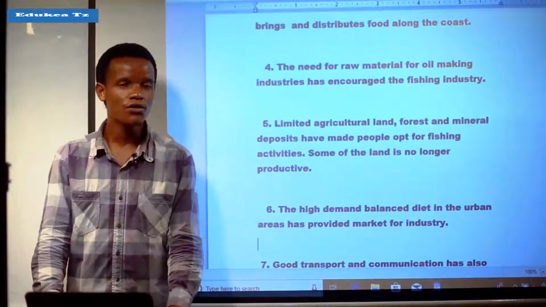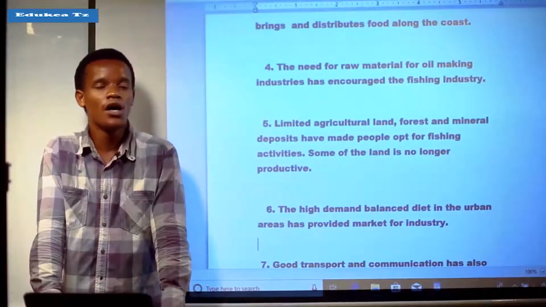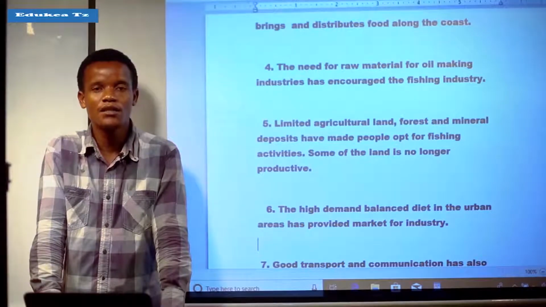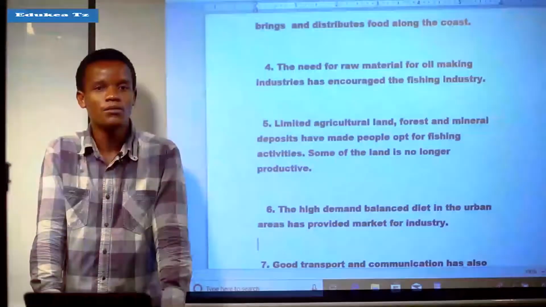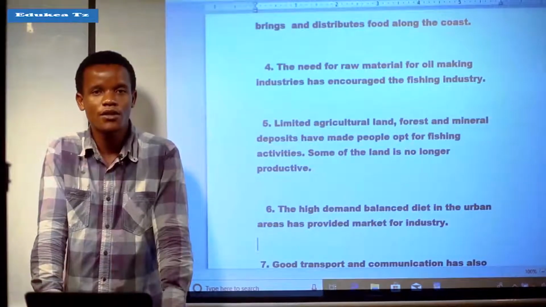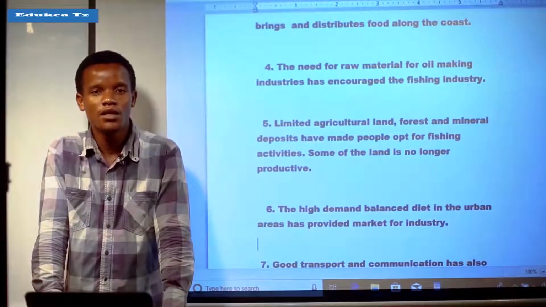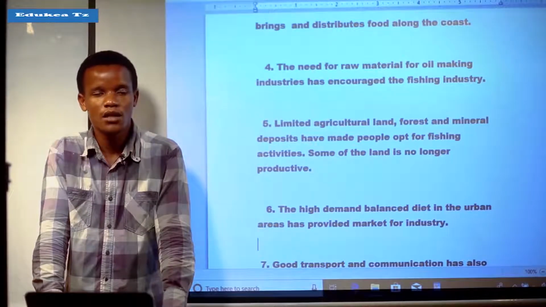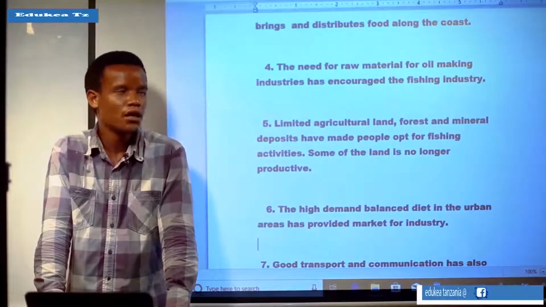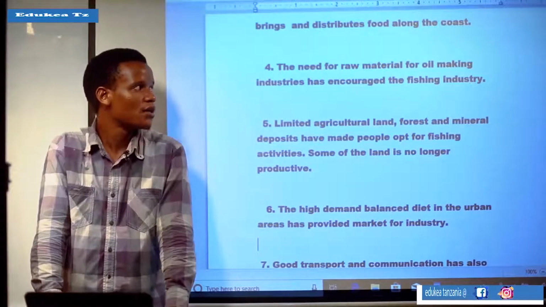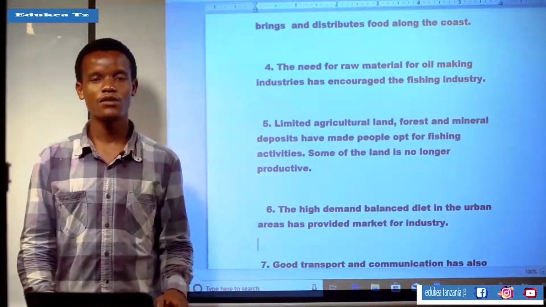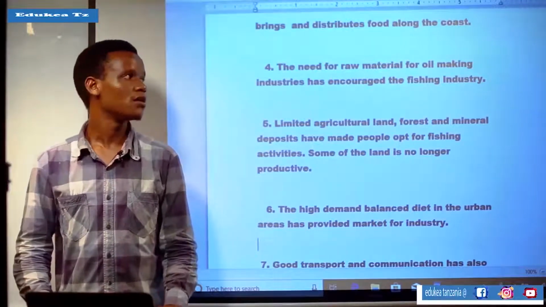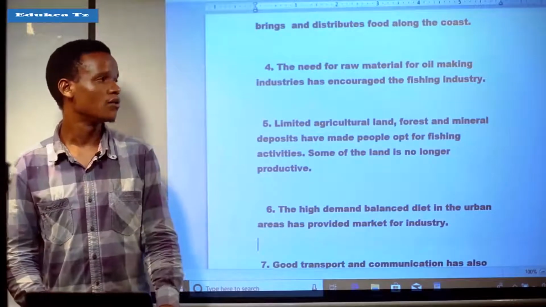So through the need for raw materials, the government of Norway ensures that the fishing industry is encouraged, simply because they know that if they encourage the production of fish, they will get the raw materials that produce oil, and that oil is used in the industry. So that is another factor that contributed much to the development of the fishing industry in the country of Norway.